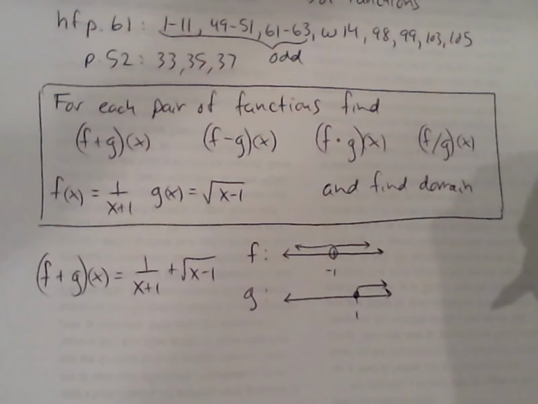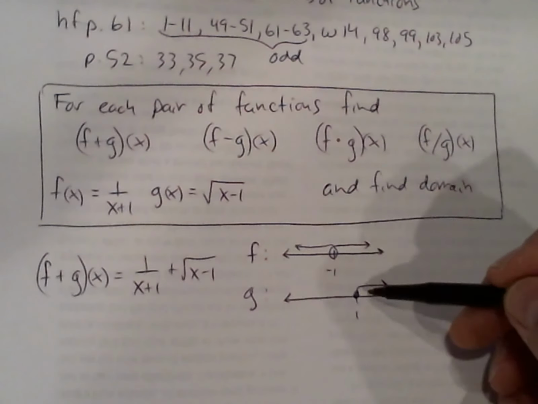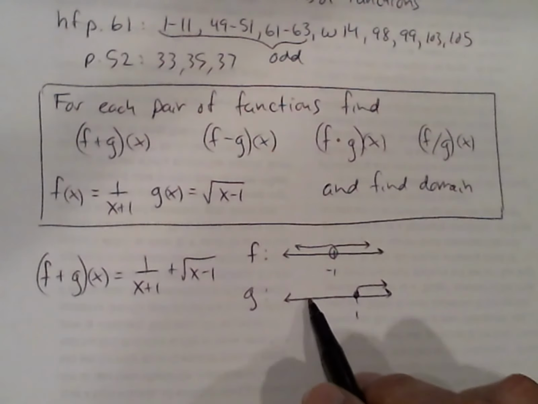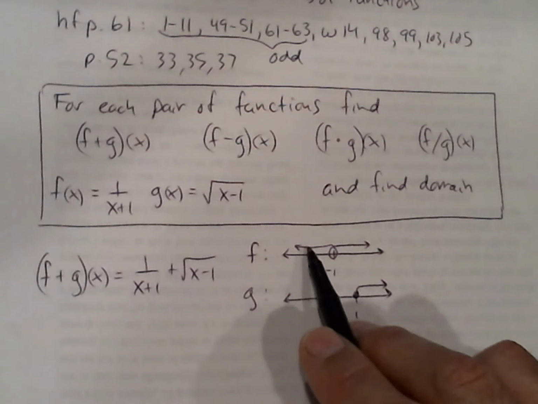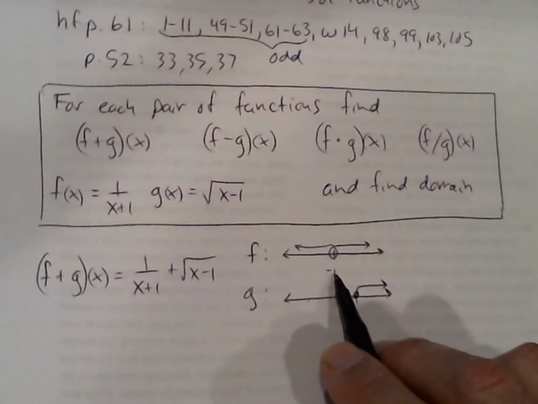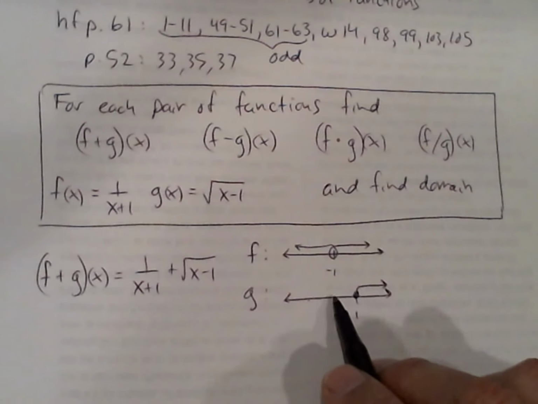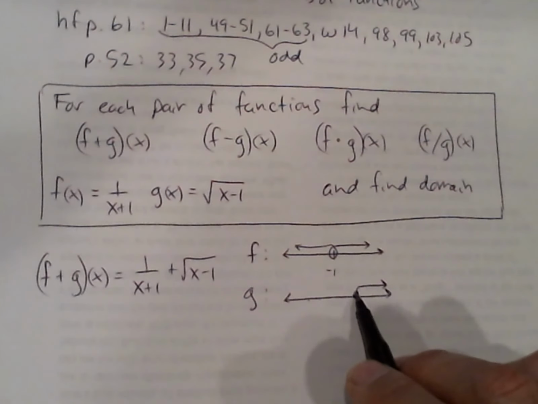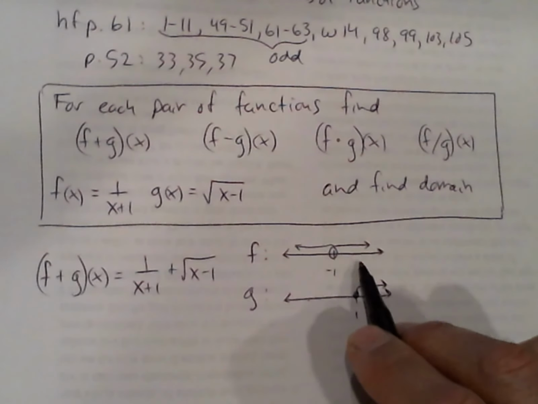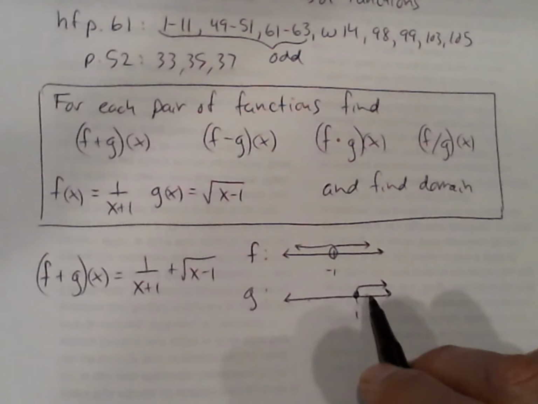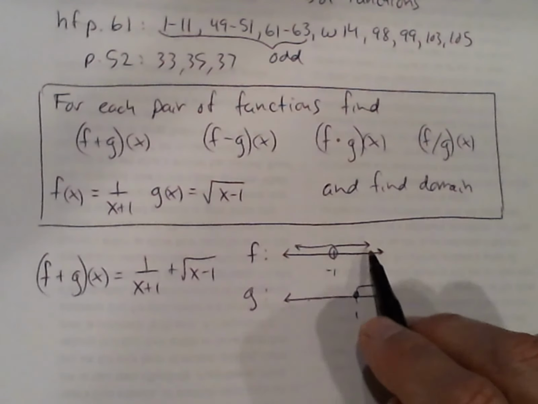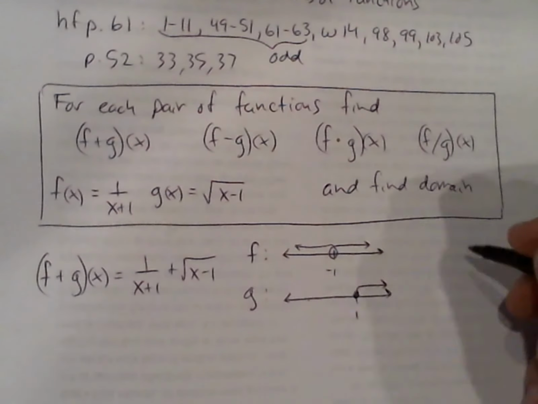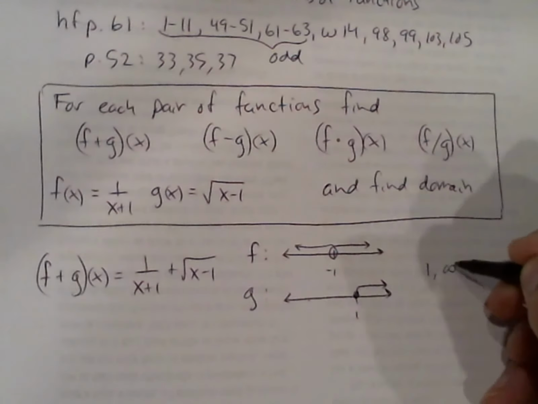And then the domain that we want is the overlap of both of these. So if we look, is this point in both domains? No, it's only in that domain. Is -1 in both domains? No, it's in neither domain. Is 1 in both domains? Yes, it's here and there. Is 2 in both domains? Yes, there, there. So we're going to go from 1 to the right, 1 to infinity, including 1.